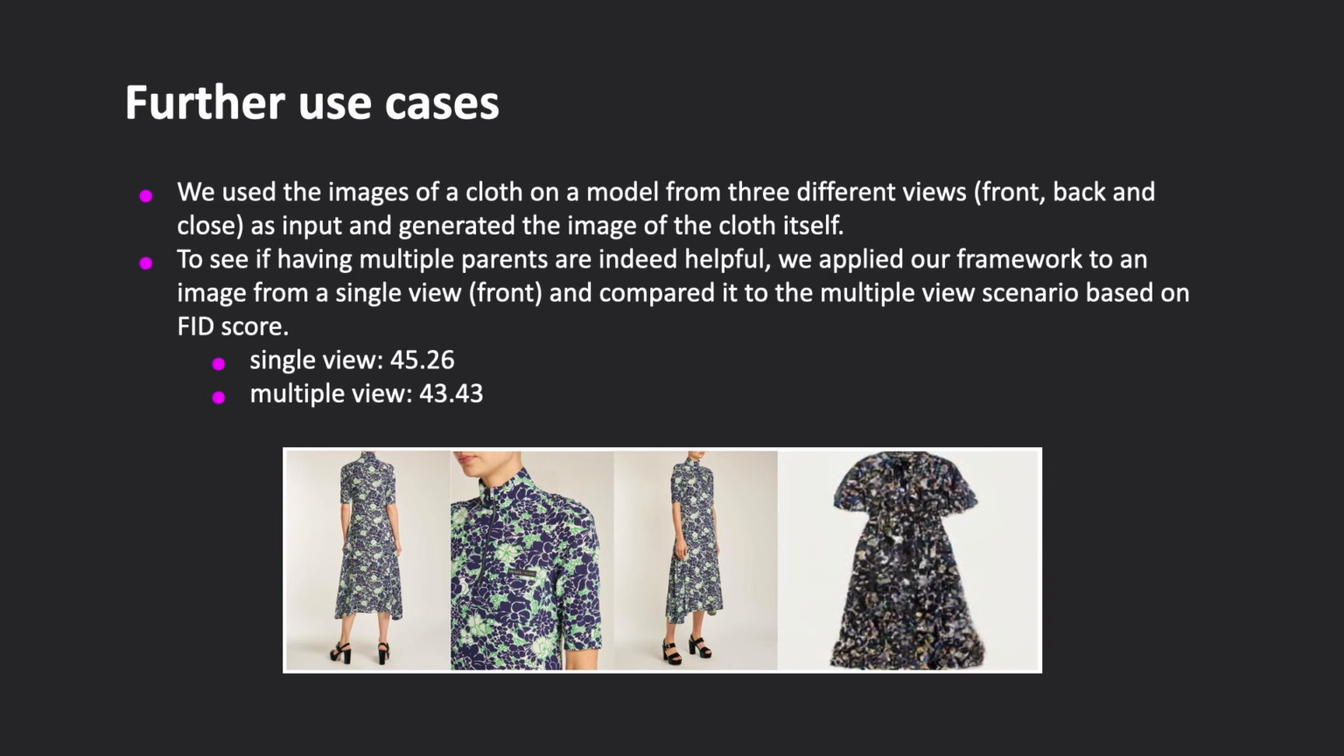Our method is not only limited to generating images from ArtBreeder. Due to the flexibility of the graph structure, our method is also applicable to any scenario where multiple images need to be translated into one, such as multi-source human image generation. We used the images of a cloth on a model from 3 different views: front, back, and close, as input to the Graph2Pix. Then we generated the image of the cloth itself, and to see if having multiple input images indeed improves the performance, we compared the FID score of the results when we used an image from a single view with the FID score of results when we used images from multiple views. As you can see, using multiple inputs improved the image generation.